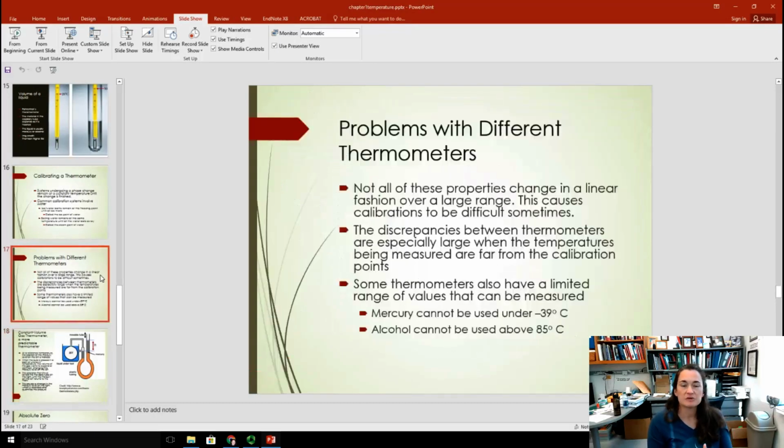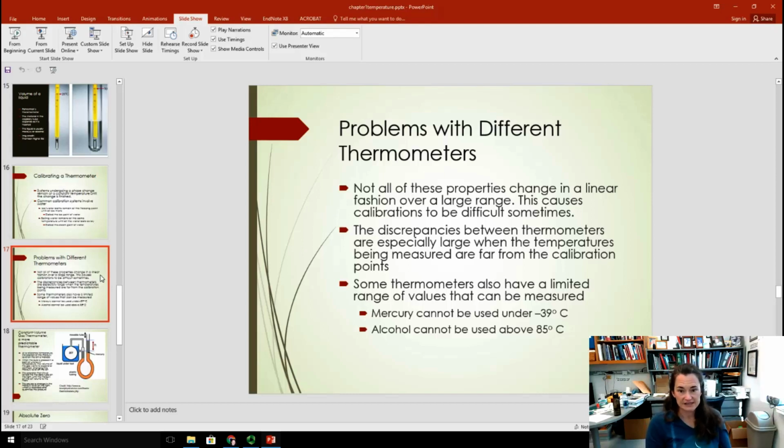Now, like I said, there are going to be problems with different thermometers. Not all of the properties that we discussed, the volume of a liquid, the volume of a gas, color, resistance, are going to change in a linear fashion over a large enough range. And that sometimes makes your calibrations difficult. And if the thermometers are different shapes, sizes, or use a different physical property, then the discrepancies between the thermometers are going to be especially large, especially when the temperatures being measured are far away from your calibration points.